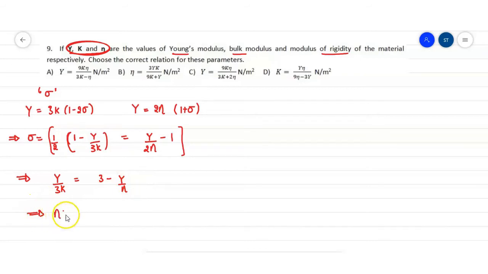So here, eta Y upon 3K equals, take the LCM here and eta this side, so eta Y by 3K equals 3 eta minus Y. Now make K the subject. So from here we can write K equals eta Y upon 3 times 3 eta minus Y, that will be 9 eta minus 3Y. Now check the options. Option D will be the correct option for this question. These relations you can see from the NCERT also. Thank you.